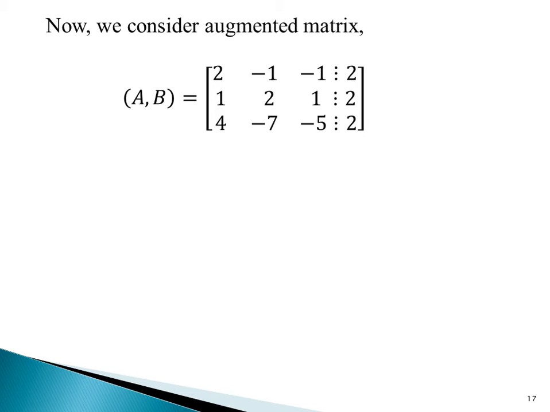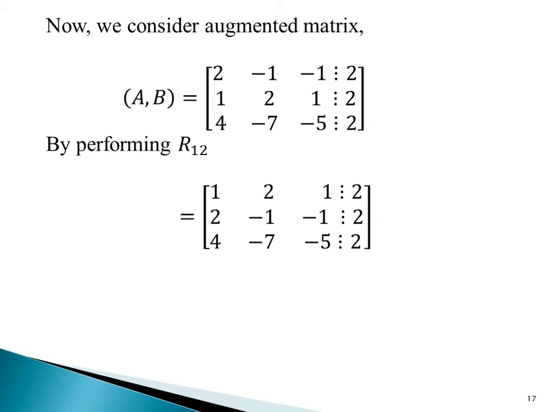Now by performing some transformations, we have to convert this matrix to echelon form. Okay, so by performing the operation R12, we just have to interchange row 1 and row 2. So we get this matrix [1, 2, 1, 2; 2, -1, -1, 2; 4, -7, -5, 2]. Right, now we have to make this 2 and 4 as 0. Okay, so by performing the operations R2 minus 2R1 and R3 minus 4R1, means we have to use the first row only to make these two entries 0.